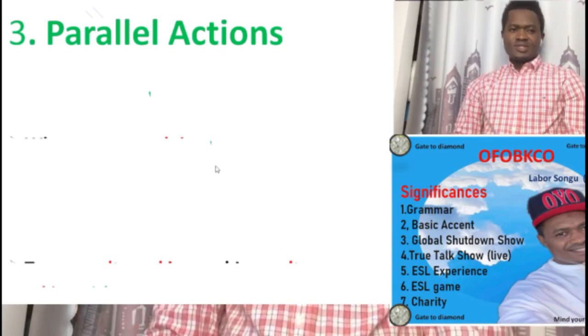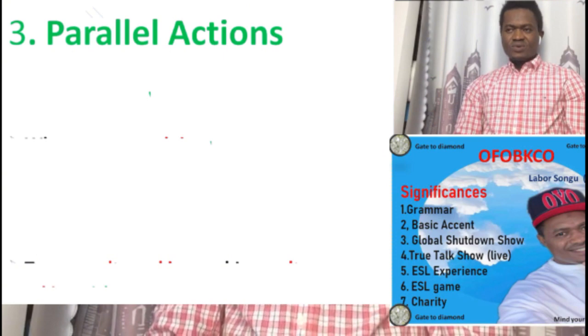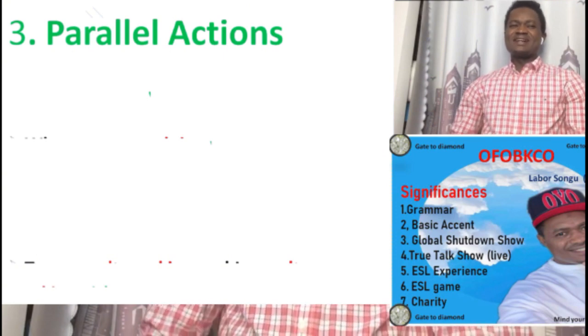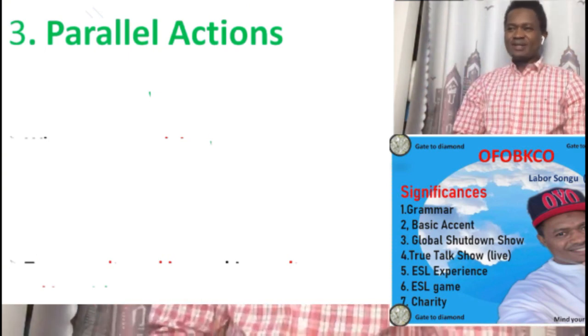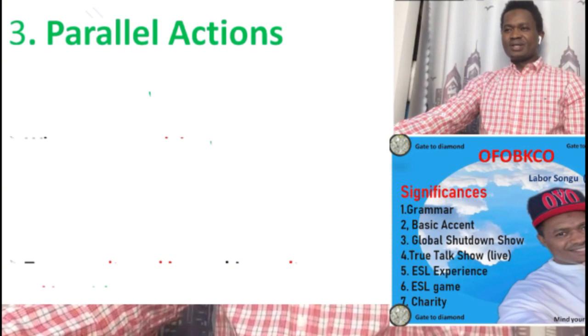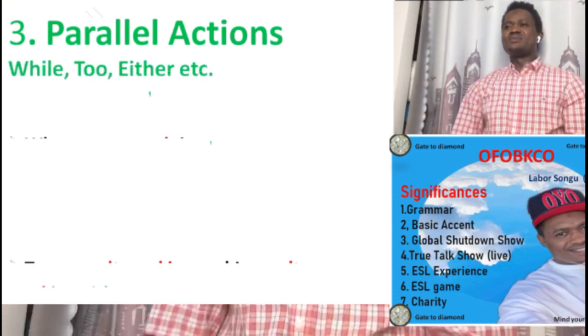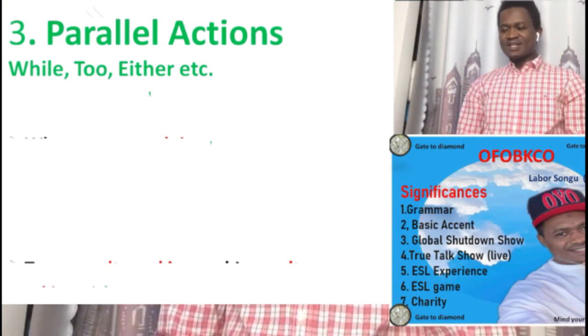The third use of the past progressive: parallel action. When we are talking about parallel actions, these are actions that can never meet. They are going on in the past, but they can never meet. They are parallel. But we have some words that indicate parallel actions, words like while, too, either, etc. These are the words that indicate parallel actions.